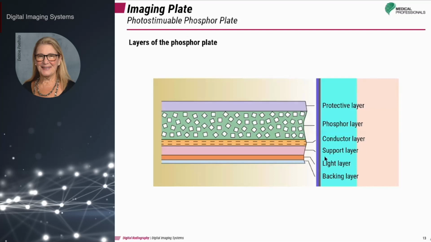And the supportive layer, seen here, is made of a sturdy material that gives rigidity to the plate. And the backing layer is a soft layer right here that protects the back of the plate. Sometimes these layers may have different or alternative names depending on the source of information that you see them in.